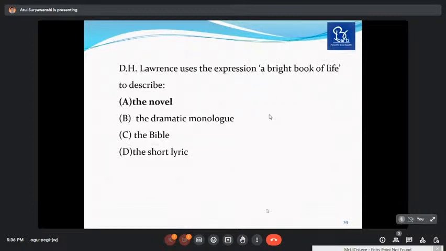Next, David Herbert Lawrence uses the expression "the bright book of life" to describe what exactly? Is it a novel, a dramatic monologue, the Bible, or a short lyric? The answer is the novel. D.H. Lawrence describes the novel as the bright book of life. See the second option, the dramatic monologue. Robert Browning is associated with the dramatic monologue. Mono means single and logue means to speak, where a single speaker is speaking in the poem.